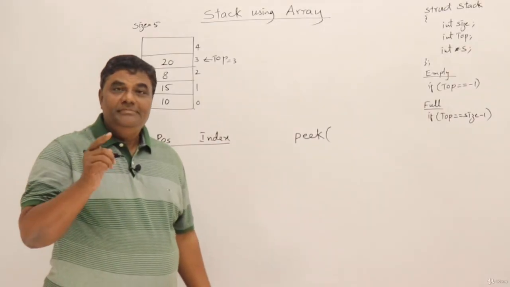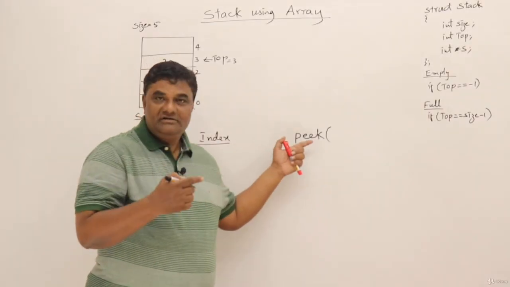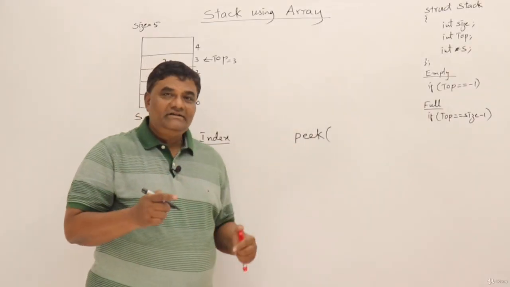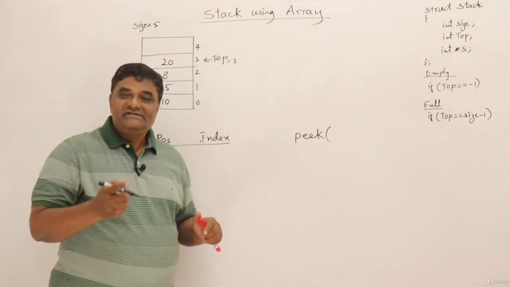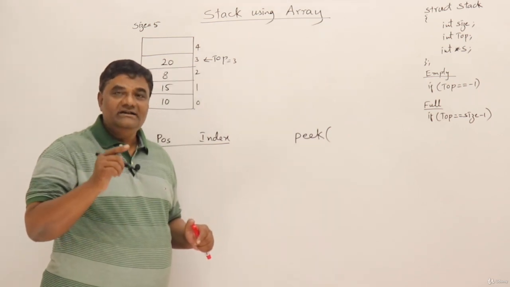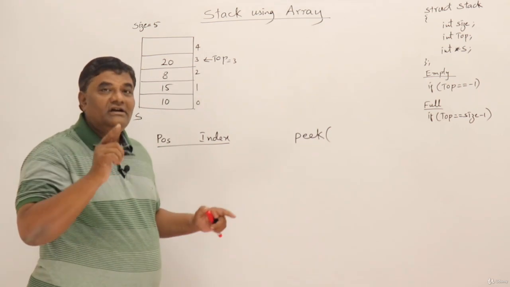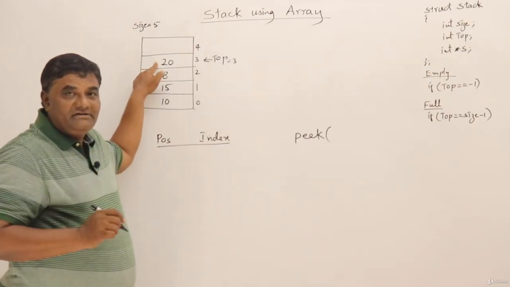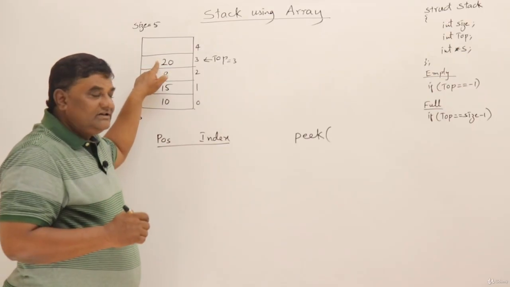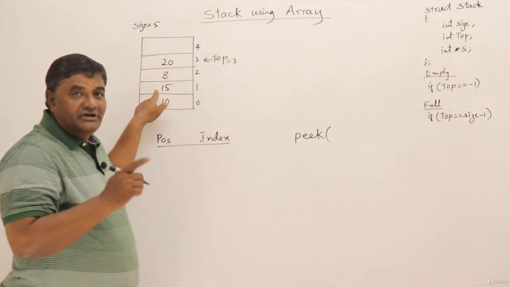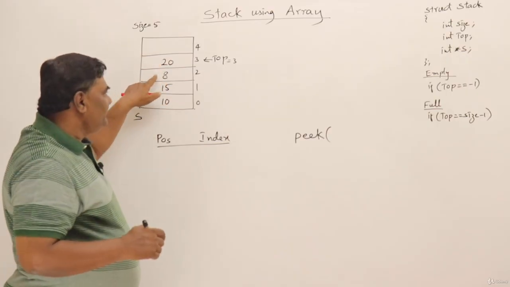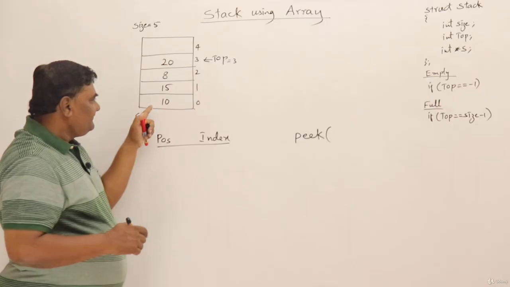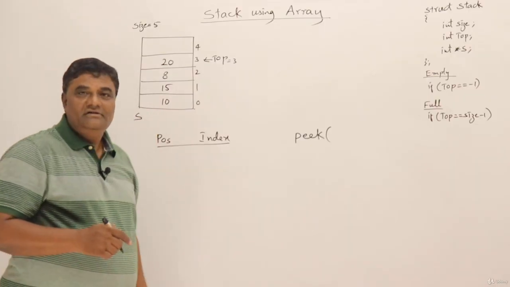Now next is the peek operation, or peep operation: finding an element at a given position. So inside the stack, what is the element at first position? As I already told you, this element is said to be the first element. So position 1, then position 2, position 3. If I give position 2, then I should get 8, right? If I say position 4, then I should get element 10.